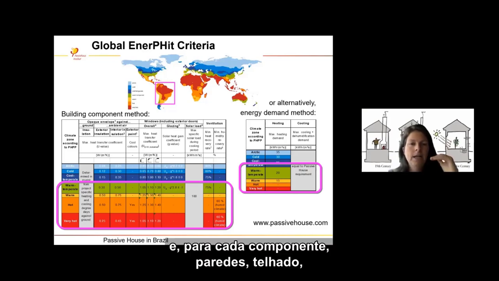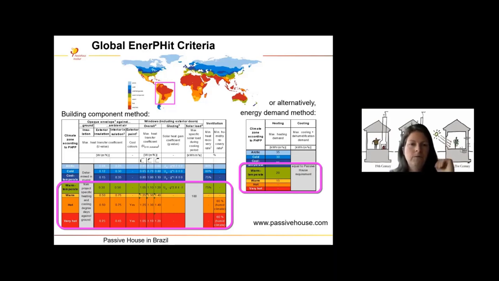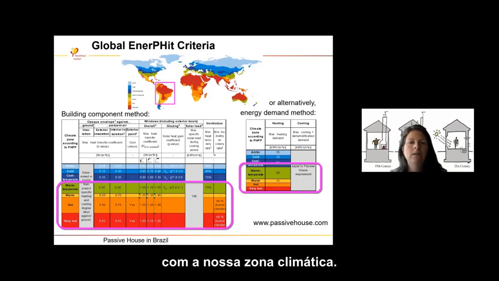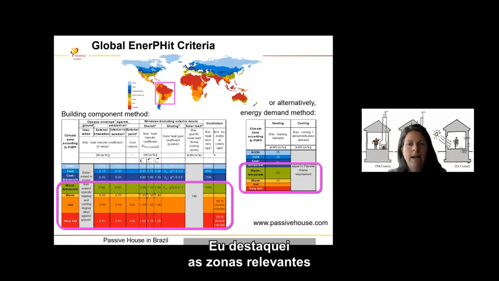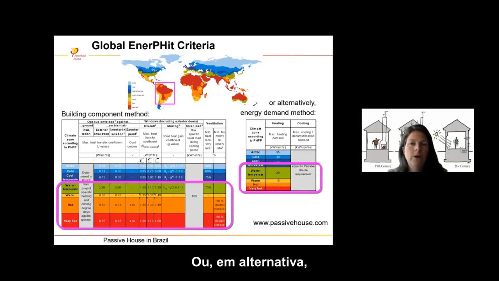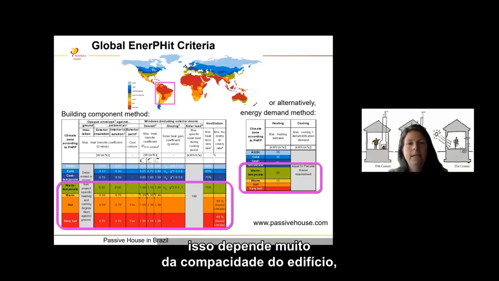And for each component, wall, roof, doors, and floor slab, we have to fulfill the values according to our climatic zone. I have highlighted the zones that are relevant for the climatic conditions of Brazil. Or alternatively, that depends a lot on the compactness of the building.